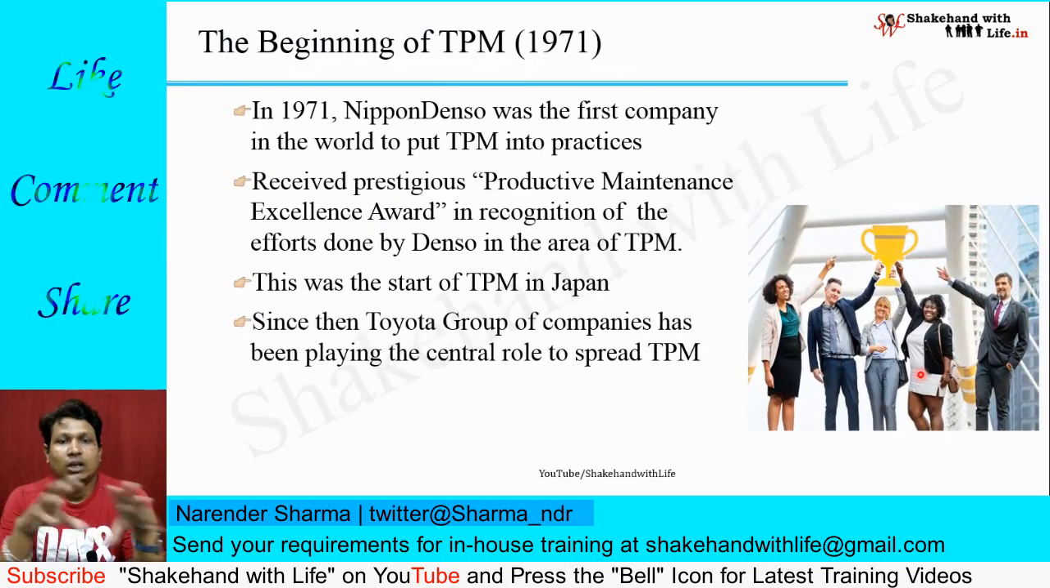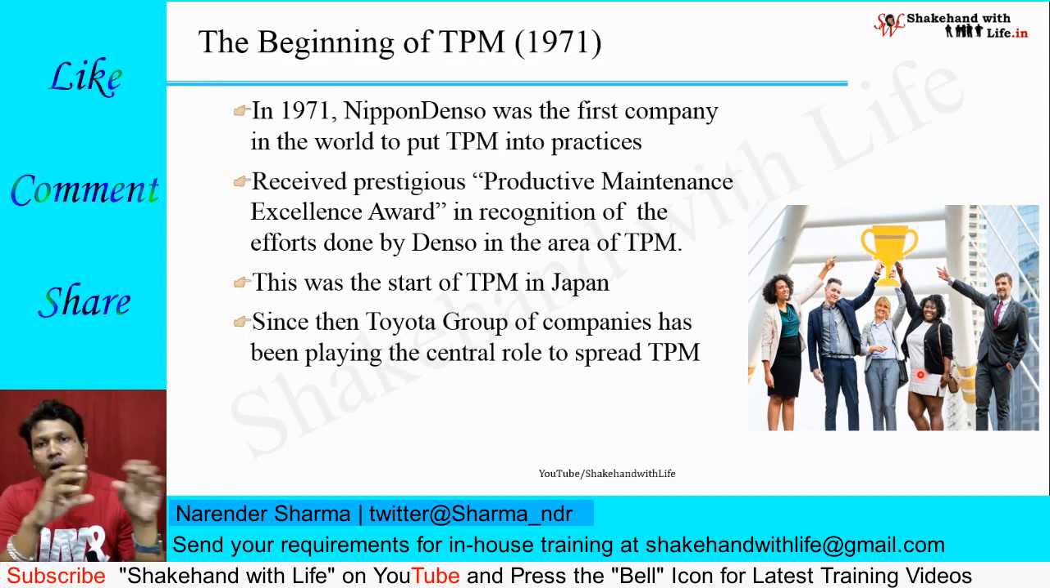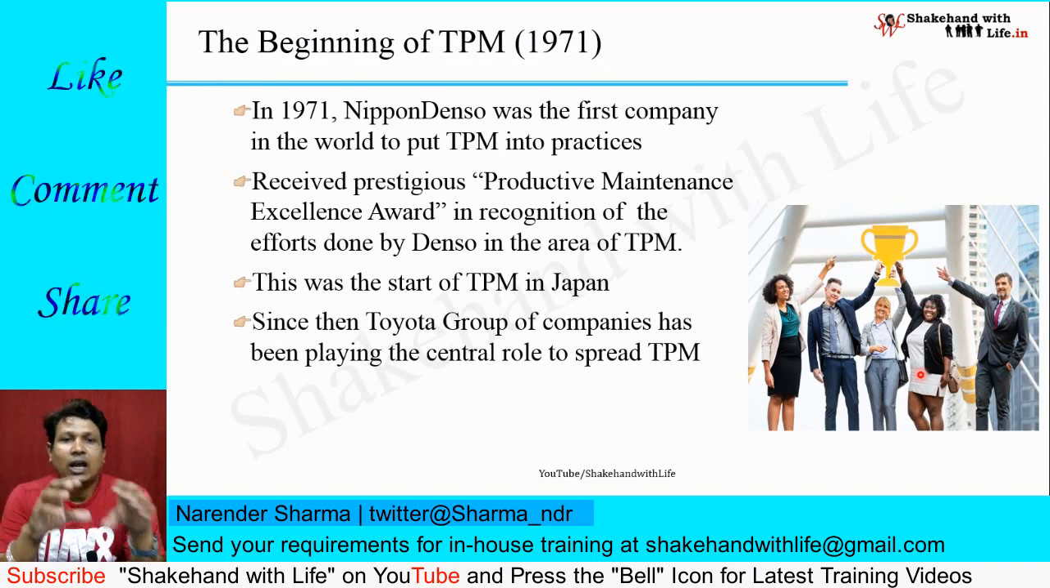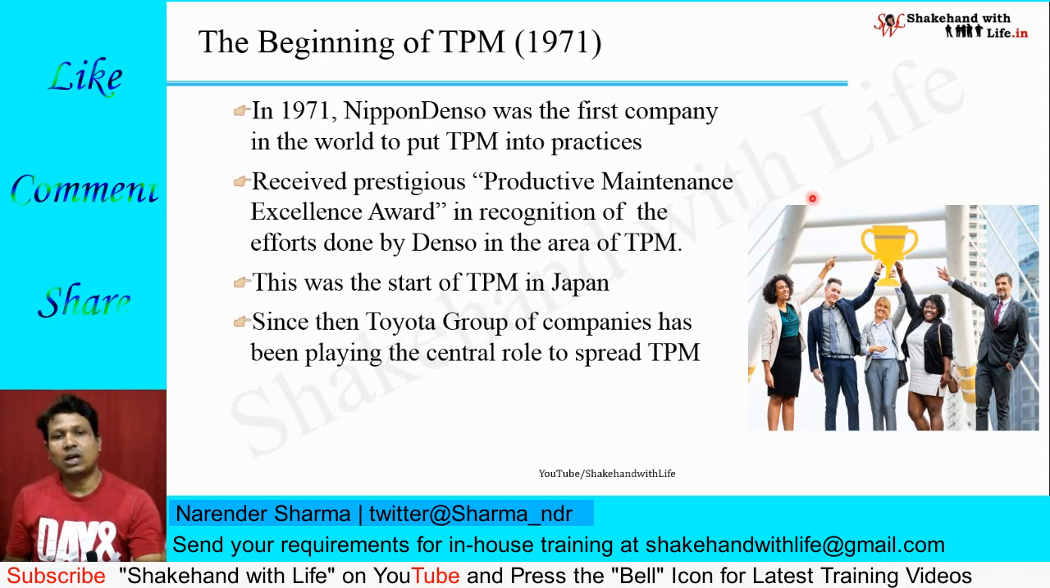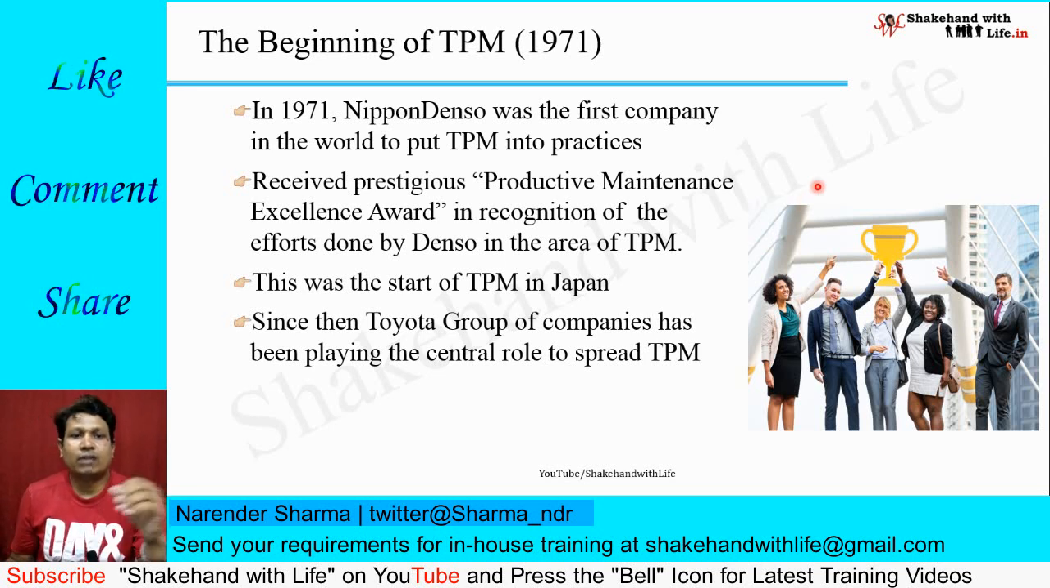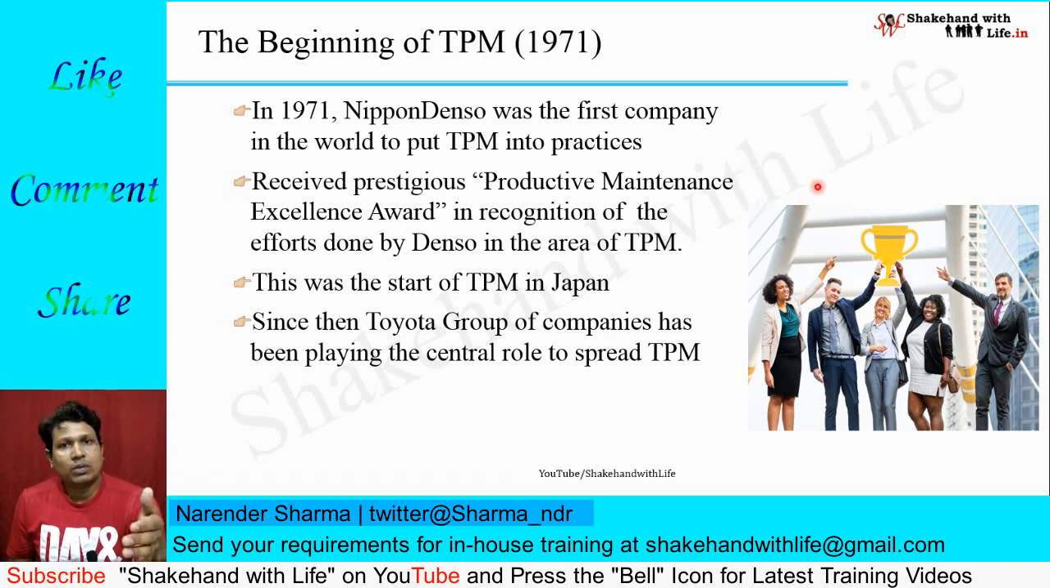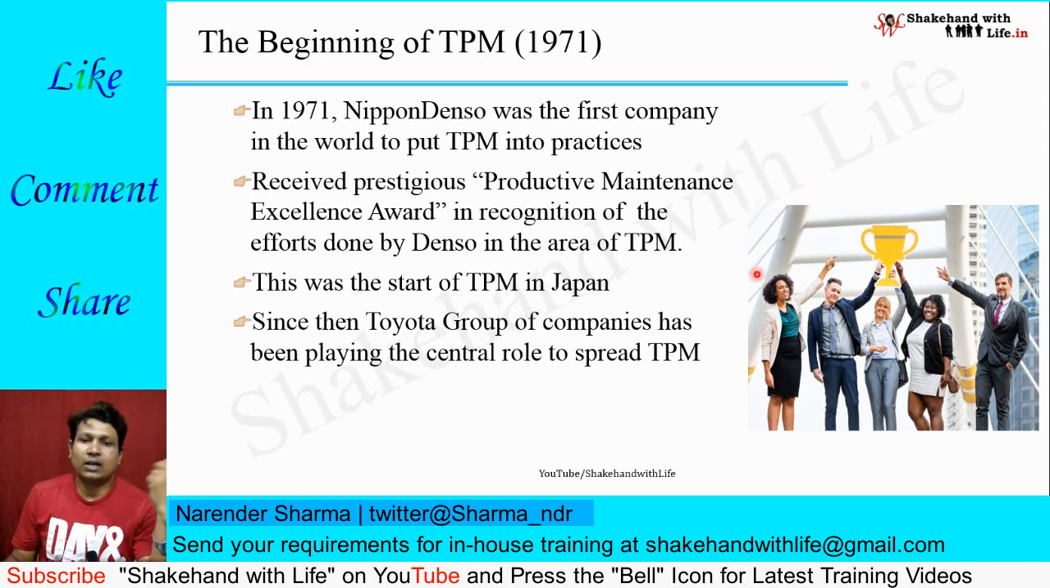Now, the beginning of TPM. TPM began in 1971 and it includes preventive maintenance, corrective maintenance, and maintenance prevention. It was started in 1971 in Nippondenso. Nippondenso was the first company in the world to put TPM into practice. And Nippondenso received the prestigious award known as the Productive Maintenance Excellence Award in recognition of the efforts done by Denso in the area of TPM. This was the start of TPM in Japan. Since then, the Toyota group of companies has been playing the central role to spread TPM.